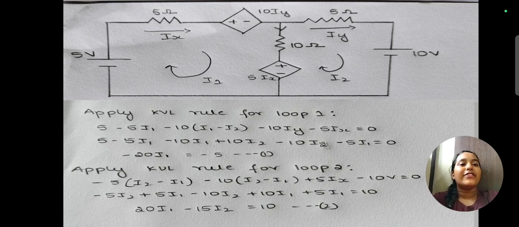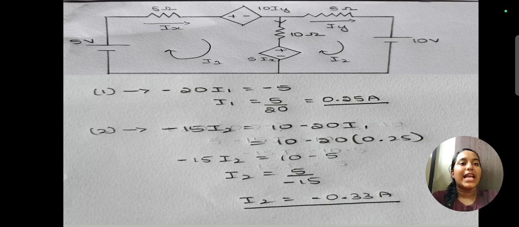In equation 1, minus 20 I1 equals minus 5, where I1 will become 0.25 ampere. Let us substitute the value of I1 in equation 2, where it will become minus 15 I2 equals 10 minus 20 I1. So 20 into 0.25 we get 5. So 10 minus 5 it will become 5 and I2 will become 0.33 amperes.